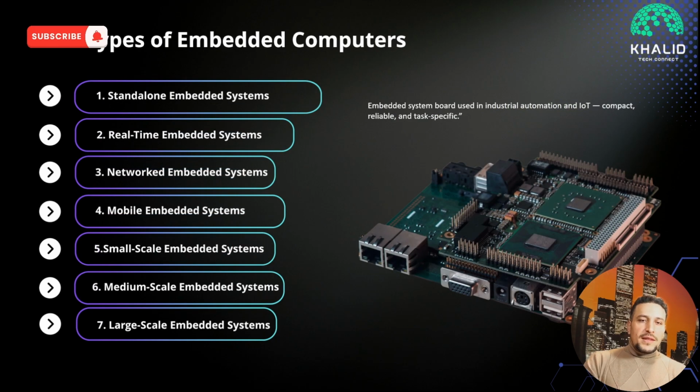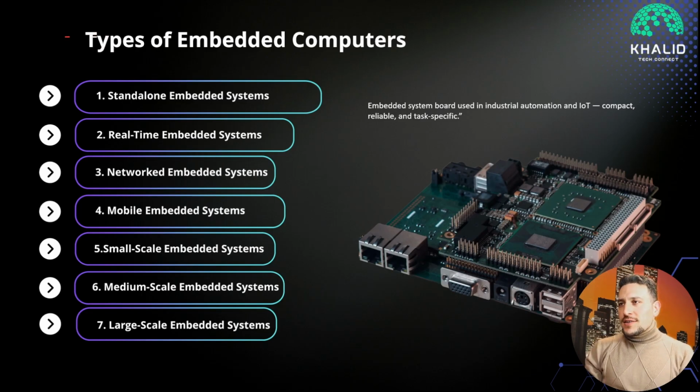Some types of embedded computers are standalone embedded systems, real-time embedded systems, network embedded systems, mobile embedded systems, small scale embedded systems, medium scale embedded systems, and large scale embedded systems. You can see there are different types of embedded systems that we are using in our daily life. And I hope this lesson has been interesting and you have learned something from it.